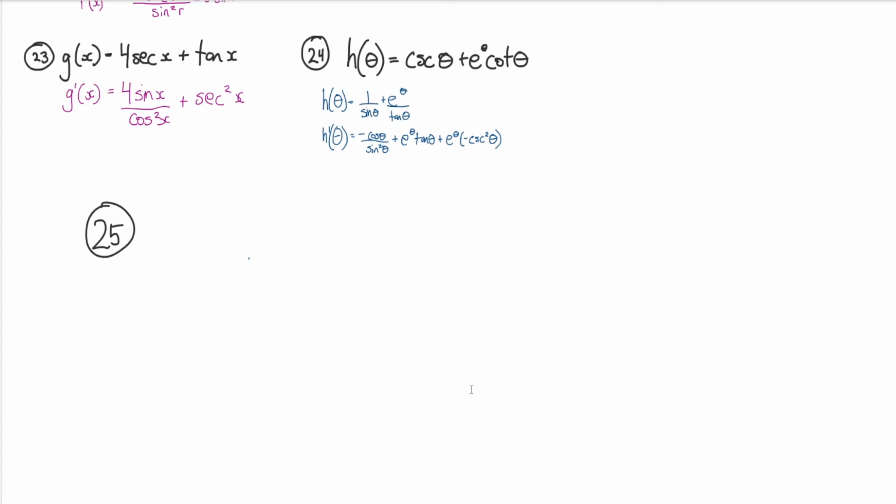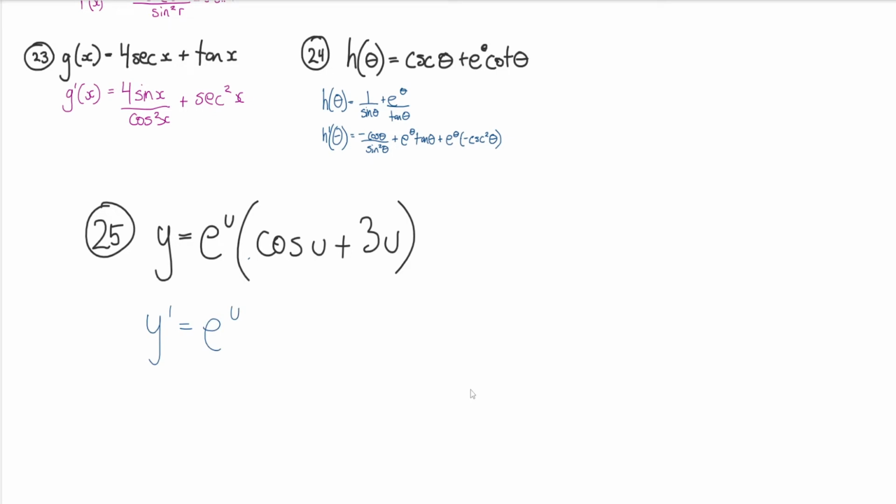25. Okay, so y is e to the u times cos u plus 3u. Okay, y prime, this isn't so scary: e to the u times cos u plus 3u, plus e to the u times negative sine u plus 3. Boom. Not so bad.